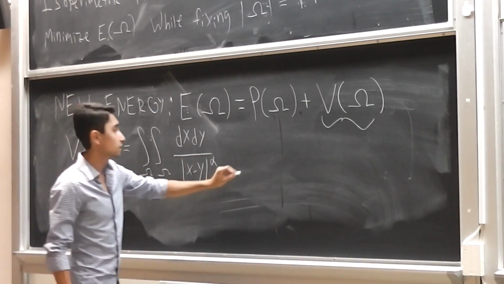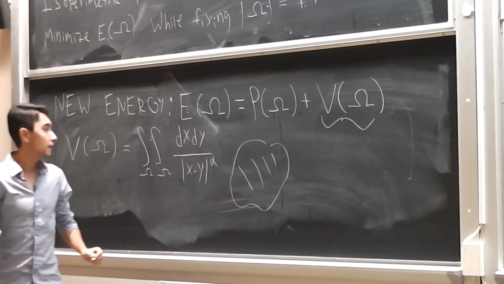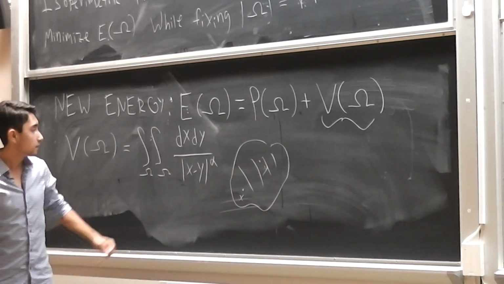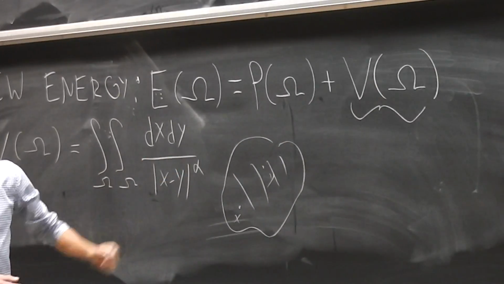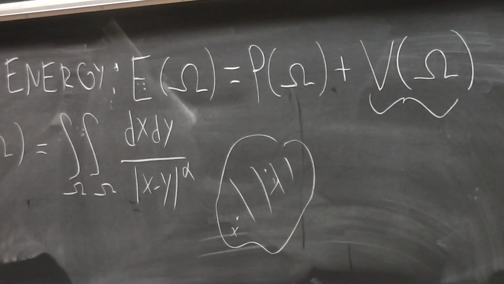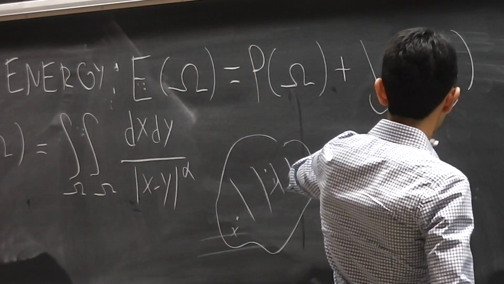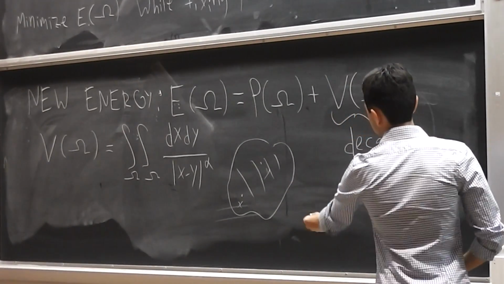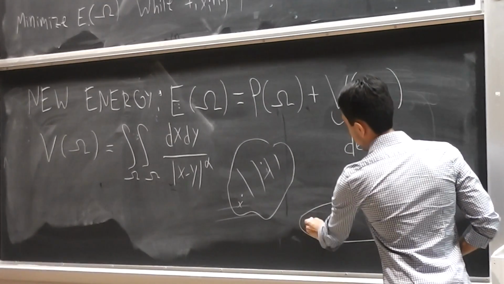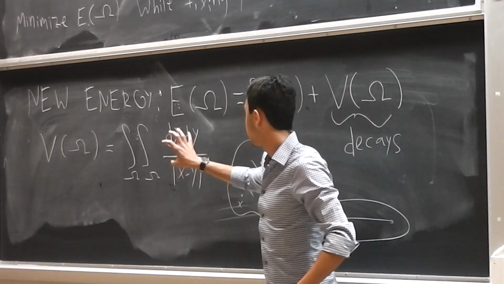So what we're doing is, say this is omega. We have this region in the plane, and we're picking x and y in omega, and we're evaluating 1 over the distance raised to some power, and then we're doing that for x and y ranging in that region. You can see that this decays with distance. What I mean is, if you look at a long set like this, if the points are in general more far apart, the integrand here is going to be smaller.